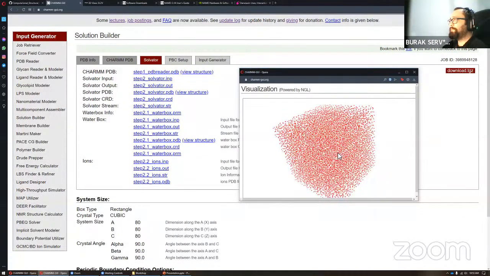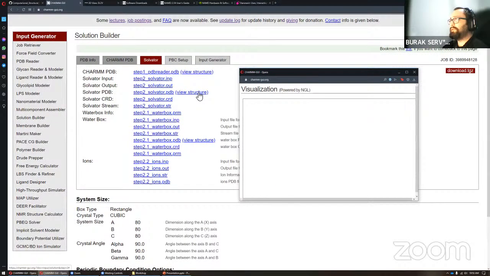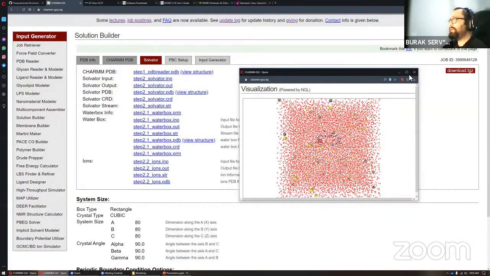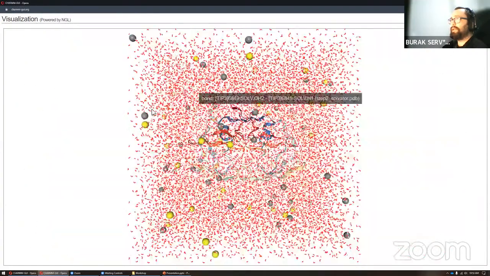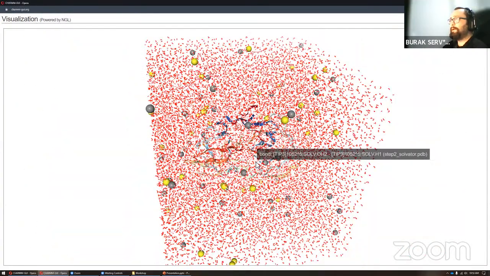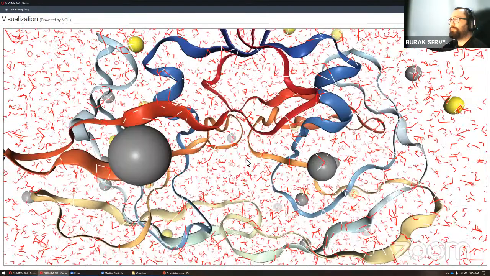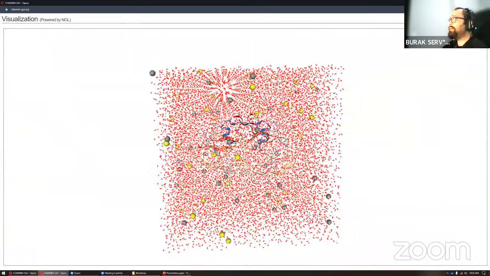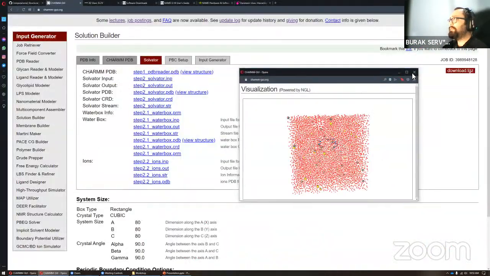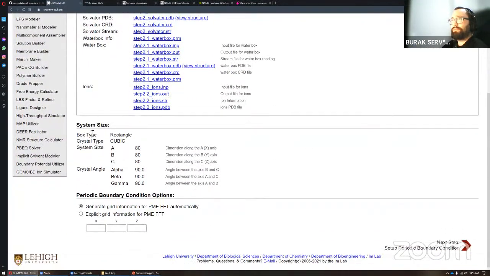Now I want to check the full system with this button. Now you can see we have the water box and these are ions and this is our structure. And now our system looks ready. Now these values are about system size.